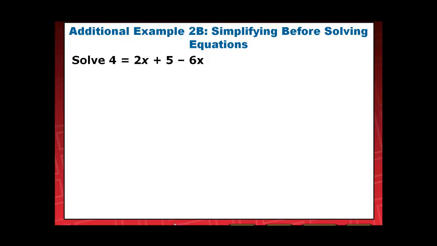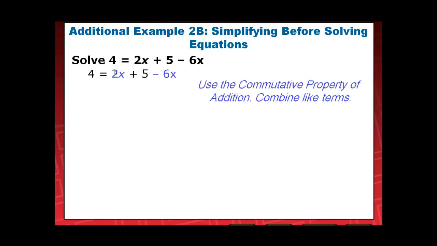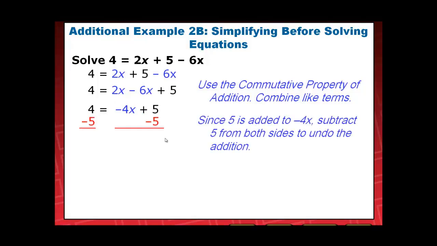Like terms in each side. In this side, what is the like terms? 2x and negative 6x. Okay, so we will take 2x and negative 6x. This means negative 4x, plus 5 equals 4. Then we have here 5, so we need to subtract 5 from both sides. So the result here will be negative 4x, and here will be negative 1.